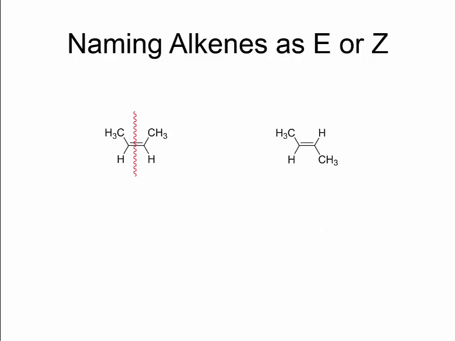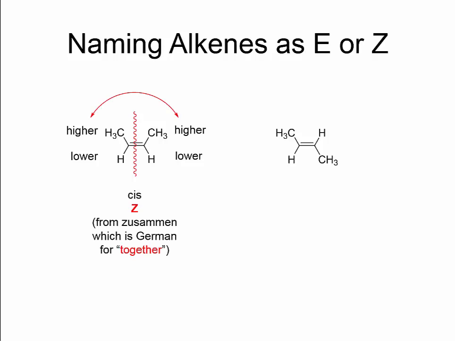To apply the E and Z nomenclature, we first consider the substituents on one side of the alkene. So the red squiggly mark is meant to separate the left side from the right side of the alkene for our comparisons. On the left side, the higher priority carbon is on the top and the lower priority hydrogen is on the bottom. On the right side, we have the same thing. Therefore, the higher priority groups are on the same side of the alkene. In this case, they're both up. And this is a Z configuration.